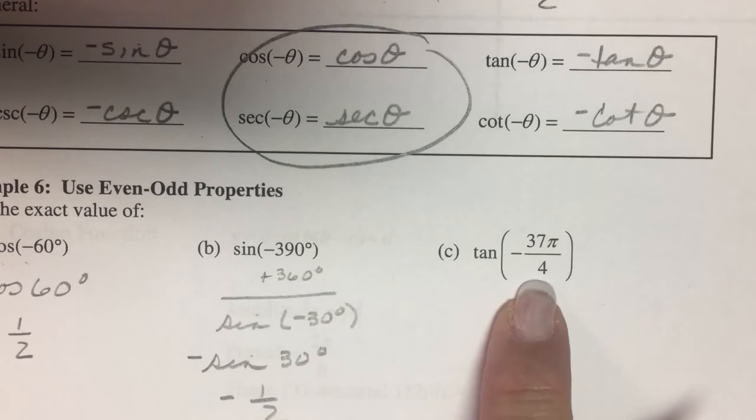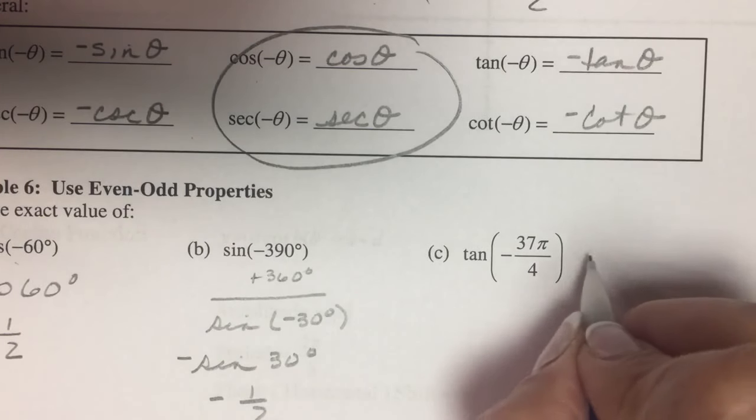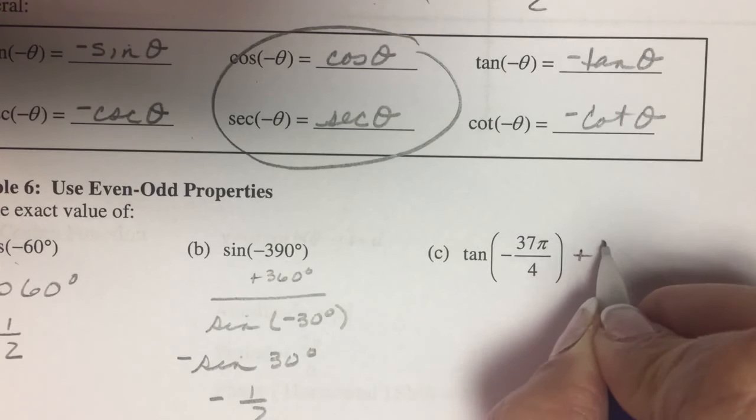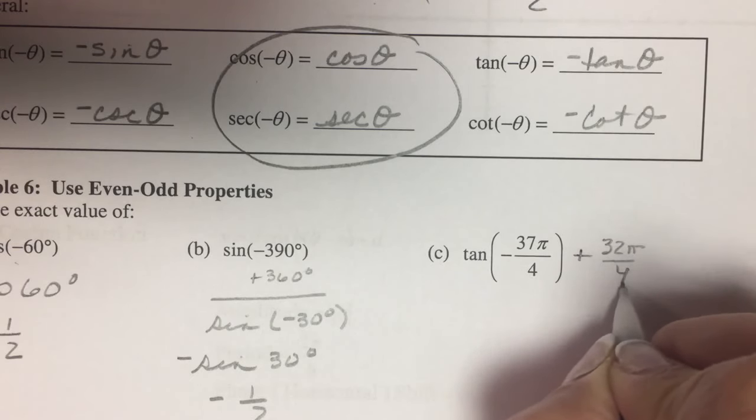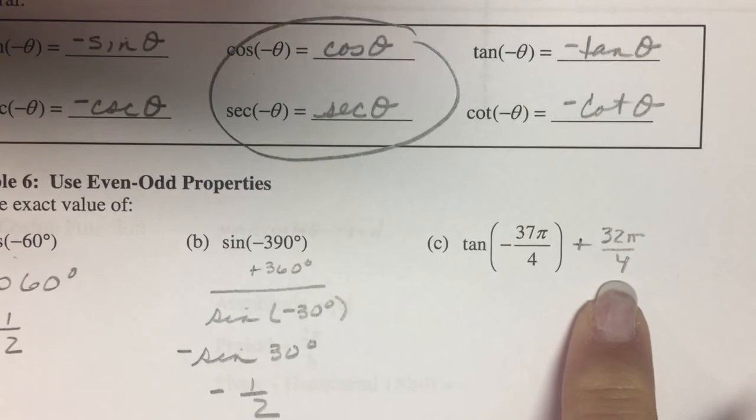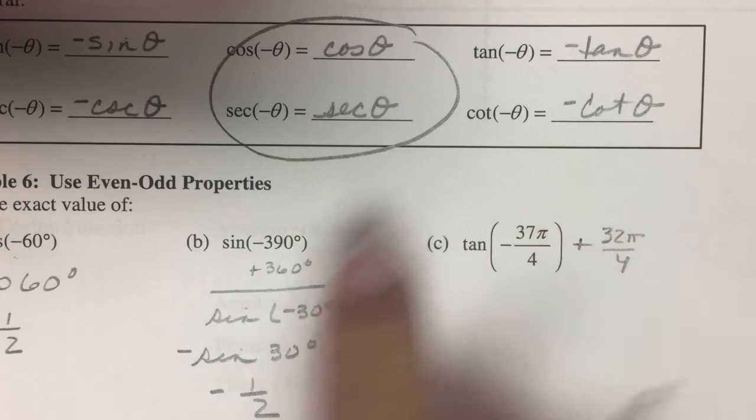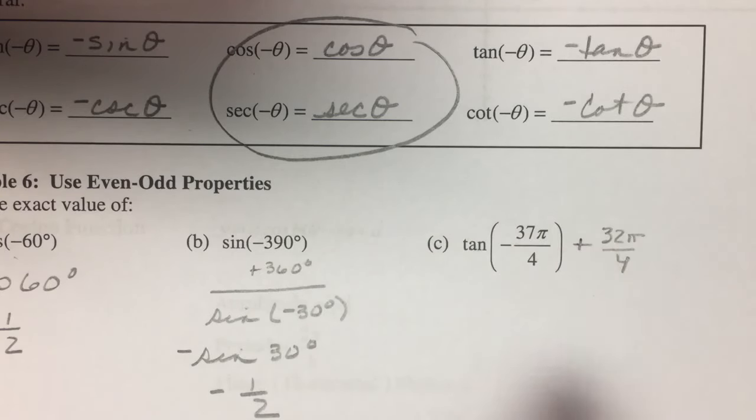I'm going to do the same thing here, but I can really use periods here. So let's see, 4 pi, 16's too big. Let's go ahead and add, let's see, 32 pi over 4, which means I'm adding 8 pi, which, because it's a multiple of 2 pi, means I'm just going around 4 times.